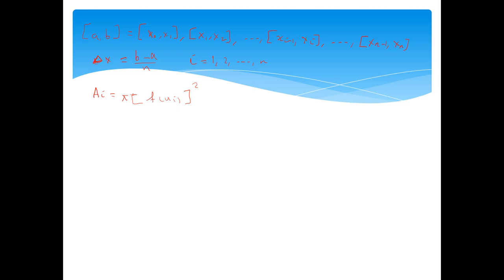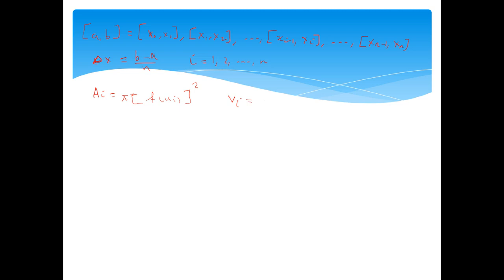The u sub i is the point at which I'm going to slice each and every disk. I'm going to slice it at u sub i, where i takes 1, 2, 3. So u sub i is basically x1, x2, xi, and xn.